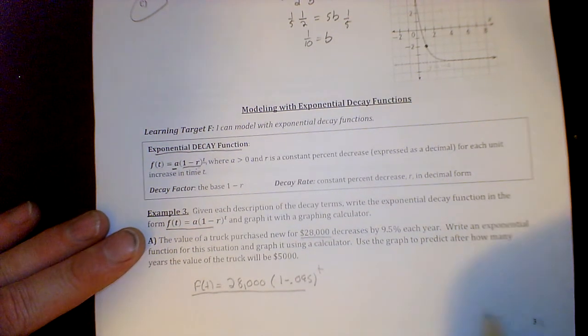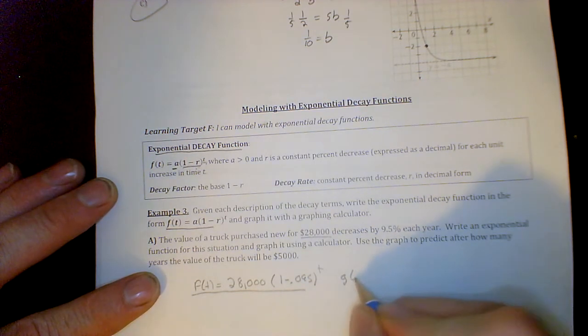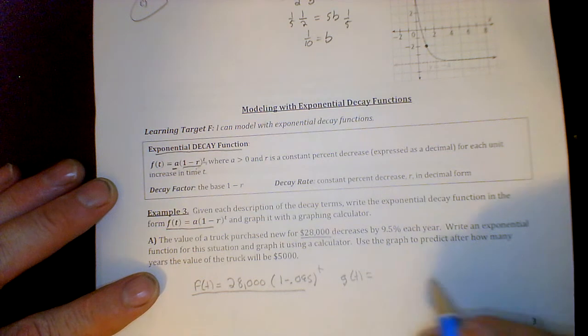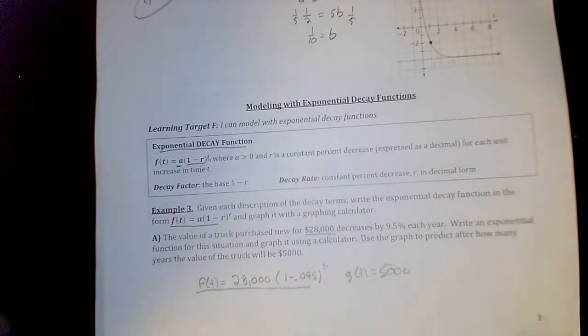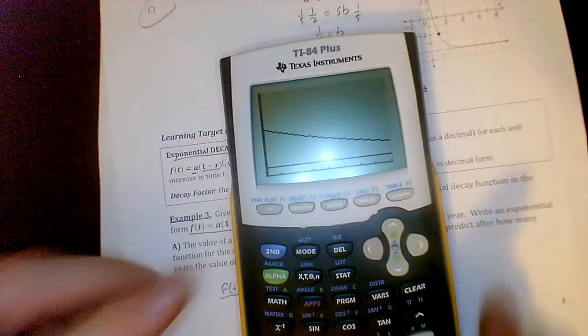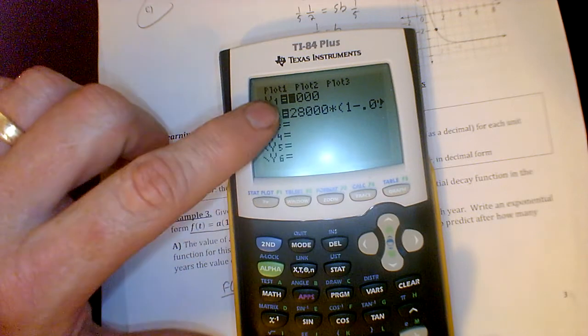And then we wrote the exponential function, and we're going to see our goal. So let's write g of t, maybe, to see how long it takes, to predict how many years until the value goes to 5,000. And that's all we need. Kind of easy. I've already graphed these in the graphing calculator, and obviously I picked an awful window, but there is my graph. There's our 5,000.